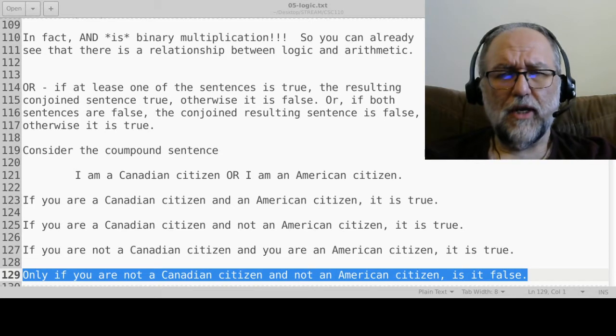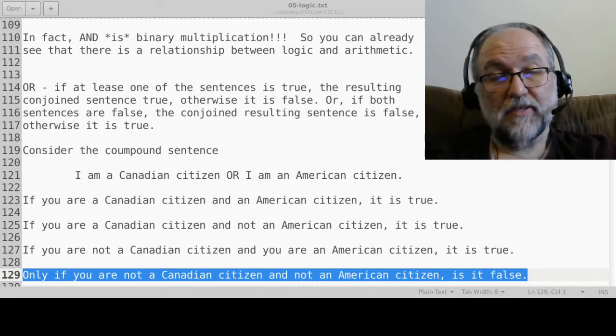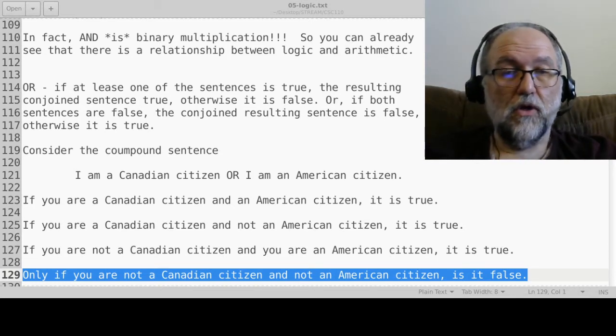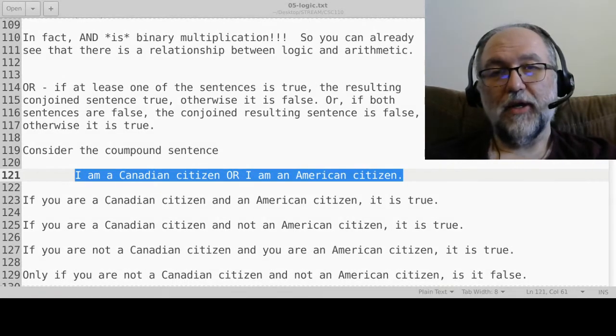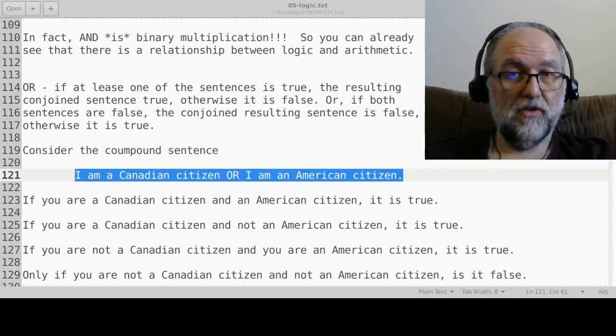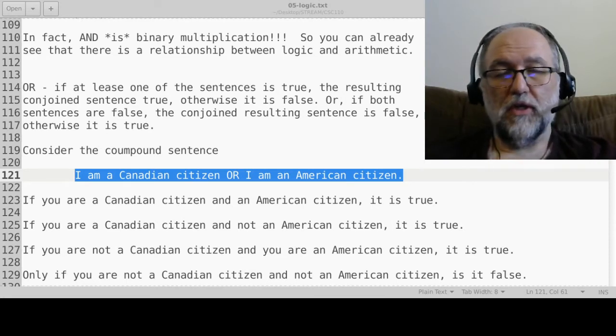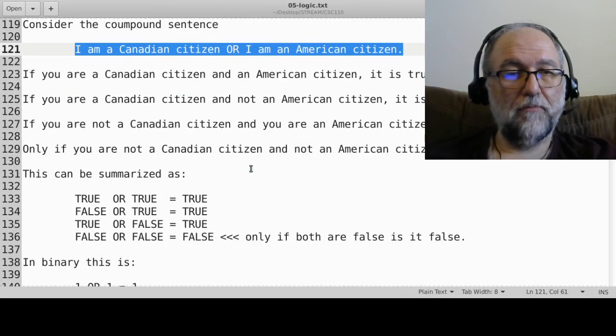And someone asks you, are you Canadian or American? You'd have to say no. Or conversely, if you're only an Italian citizen, asserting "I'm Canadian or I am an American citizen", you'd be saying something false, because you're neither one of those. And so that's how or works. So let's make that a little bit more formal now.